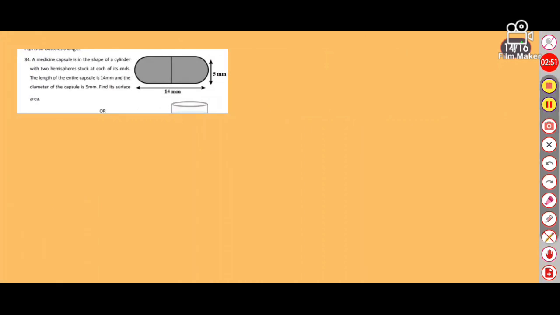A medicine capsule is in the shape of a cylinder with two hemispheres stuck at each of its ends. The length of the entire capsule is 14 millimeter and the diameter of the capsule is 5 millimeter. Find its surface area.